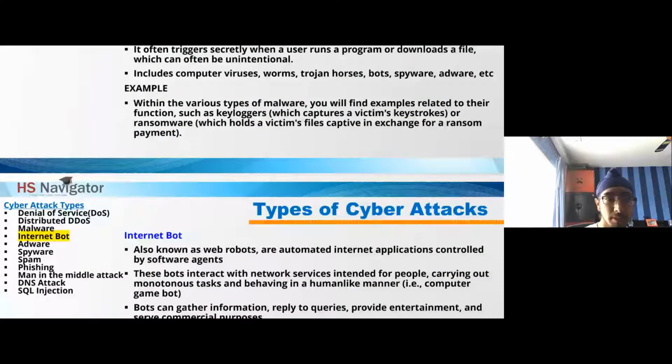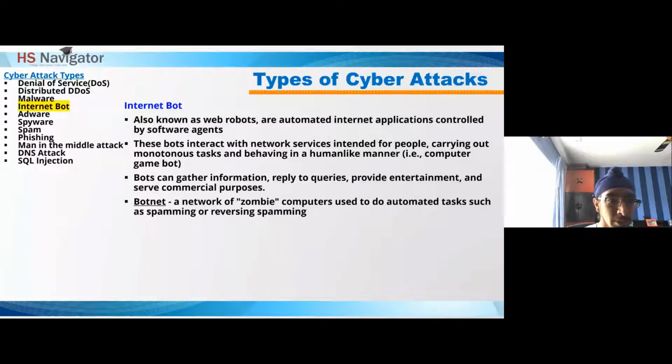And then there are internet bots. Internet bots, also known as web robots, are automated internet applications controlled by software agents. They're basically pieces of code that act like humans and interact with network services so that they carry out normal human tasks. They open a browser, they search for something, they reply to queries, they provide entertainment. They can serve commercial purposes, or they can be used for malicious purposes, like what's called a botnet, which is a network of so-called zombie computers. They're computers run by code, not actual people. There's code running over and over again, simulating people, and they can spam computers or services and take them down.